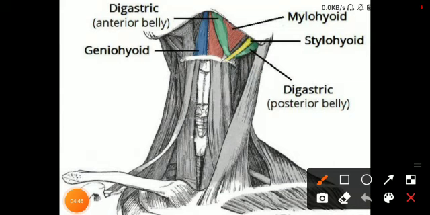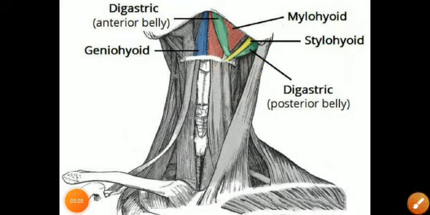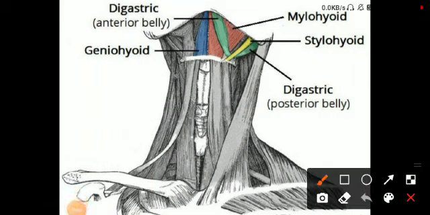Next is the stylohyoid, from the posterior surface of the styloid process to the junction of the body and the greater cornu of the hyoid bone. The nerve innervation is the same as that of the posterior digastric, that is the facial nerve. Next is the geniohyoid, from the genial tubercle of the mandible to the anterior body of the hyoid bone. It is innervated by the C1 nerve through the hypoglossal nerve.